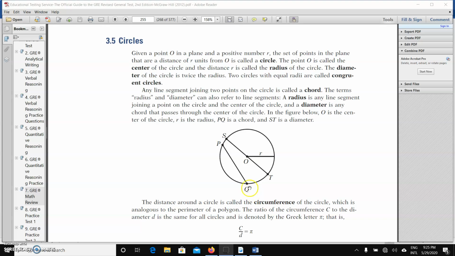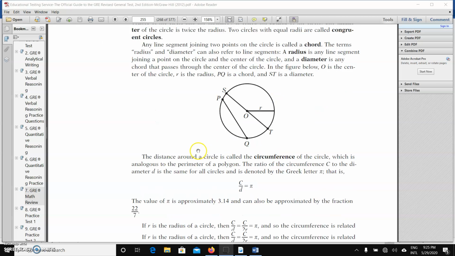And PQ is a chord. That means a line drawn from any side of the circle to another side that does not pass through the center. So the difference between a chord and a diameter is that a diameter passes through the center while a chord does not pass through the center. That's all they are talking about here.